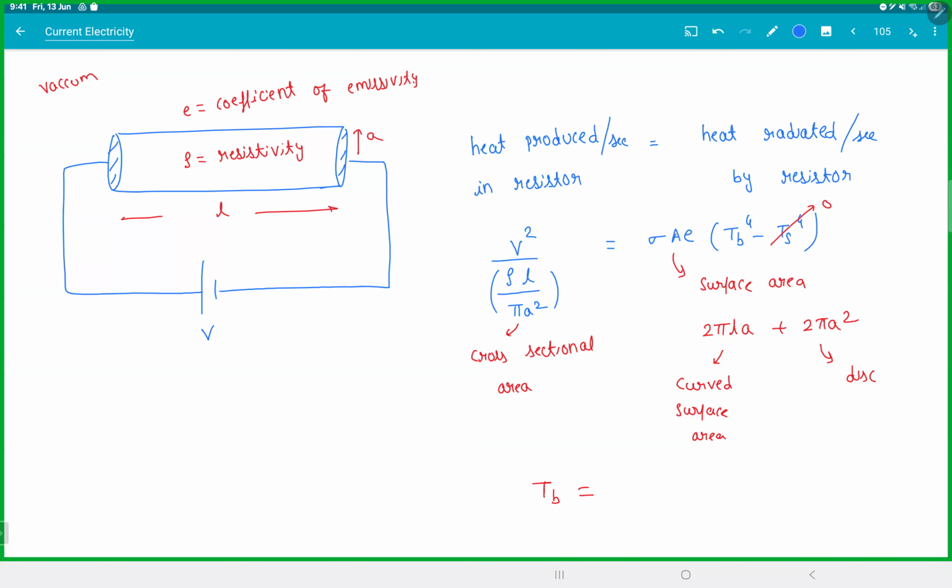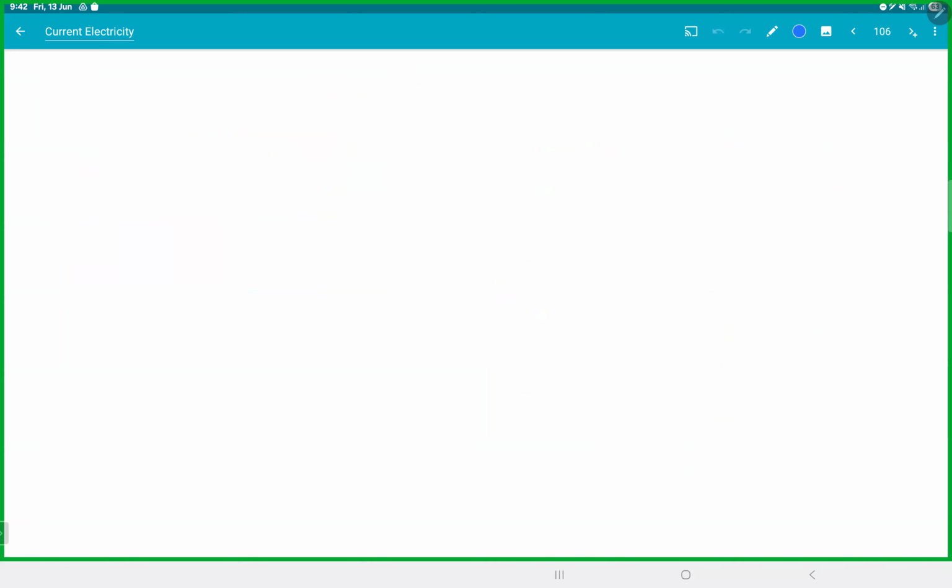Let's see one more. Sigma is what? You forgot sigma? And sigma is not charge density here. Do you remember the value? It's one of the easiest ones to remember: 5, 6, 7, 8.